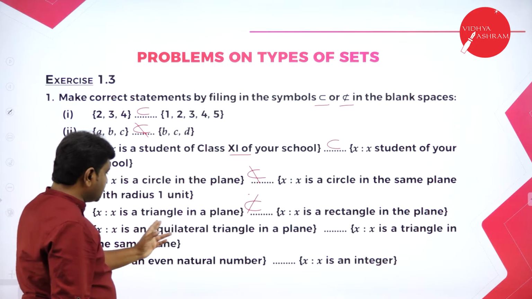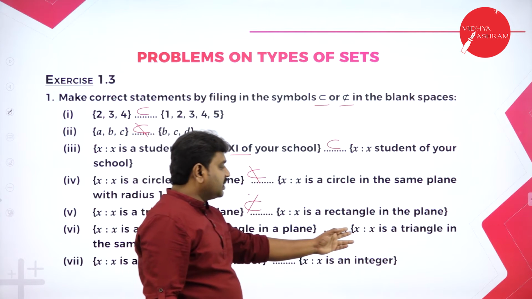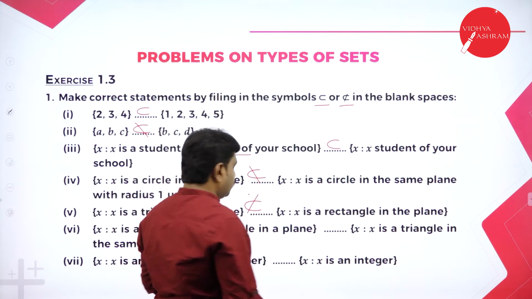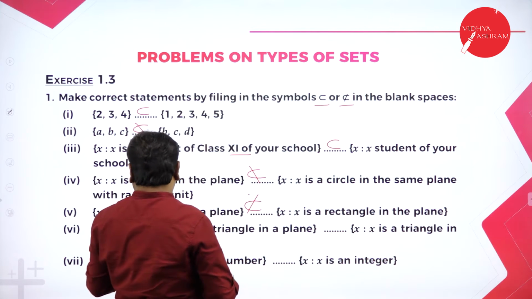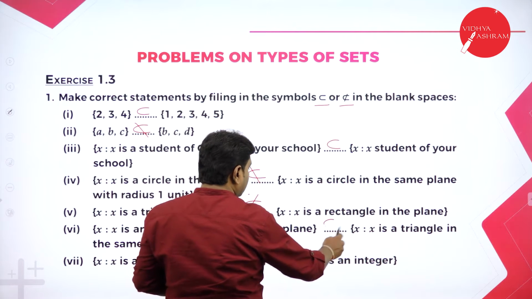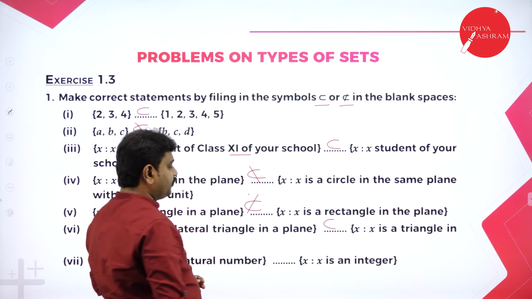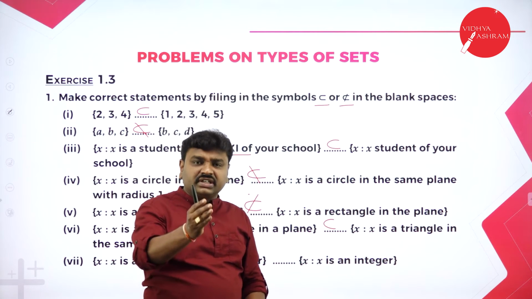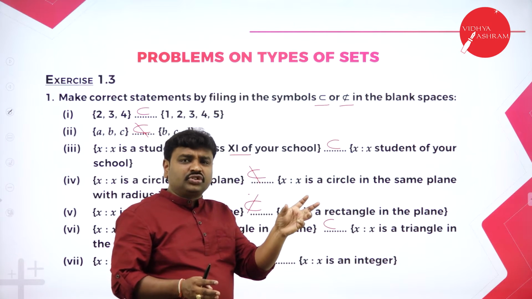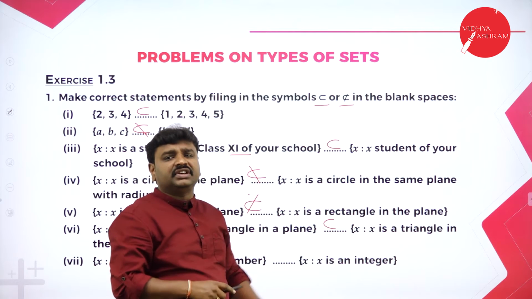Then X is an equilateral triangle in the plane, and here, triangles in a plane. Triangles in a plane means it contains equilateral, isosceles, all those things. So an equilateral triangle in a plane is a subset of triangles in the plane. Then X is an even natural number, X is an integer. Integers and even natural numbers: even natural numbers are subsets of integers.